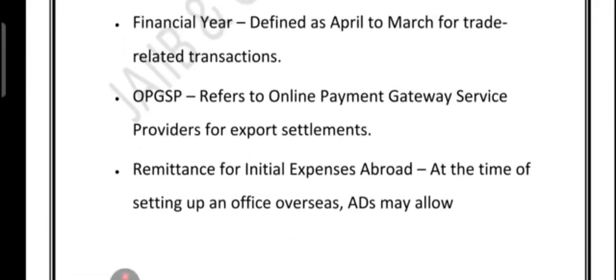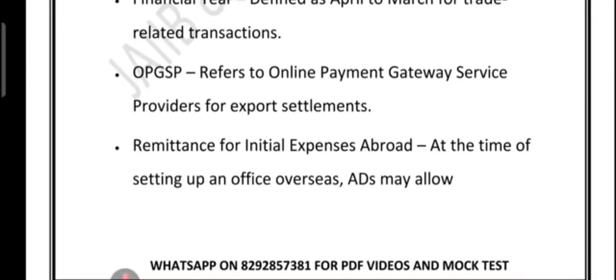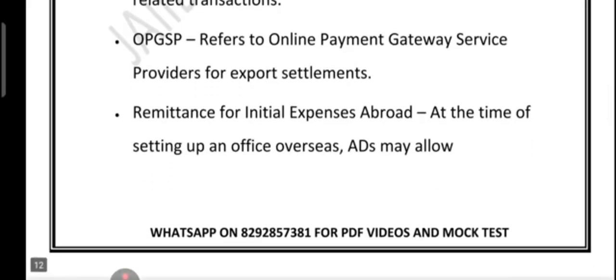Now you might also hear the term OPGSP, that means Online Payment Gateway Service Provider, which is used for collecting export payment online, right? So for collecting the export payment online, this OPGSP system is used. And here is the useful rule: if you are setting up an office overseas, your bank can allow you to send money for initial expense up to 15% of your average annual turnover in the last 2 years.